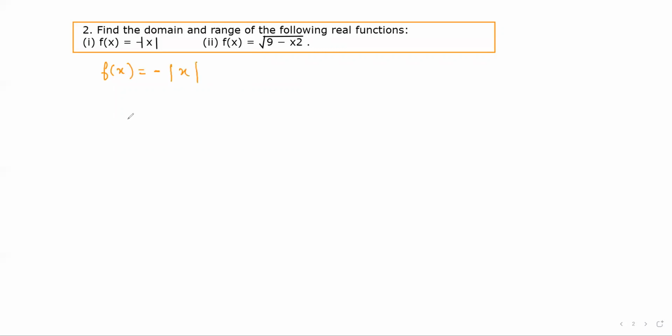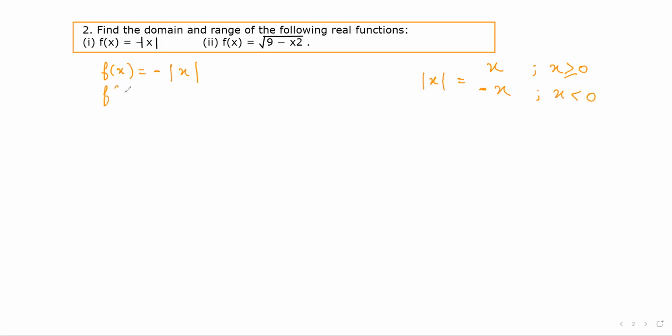Now whenever mod of x is mentioned, there's a specific way how you can represent it. We know that mod of x can be written as x when x is greater than 0, x when x is equal to 0, and minus x when x is less than 0. So the first two can be summarized as x when x is greater than or equal to 0, and minus x when x is less than 0.